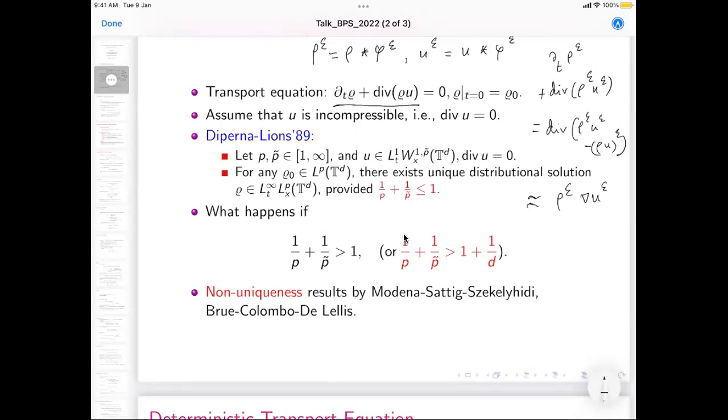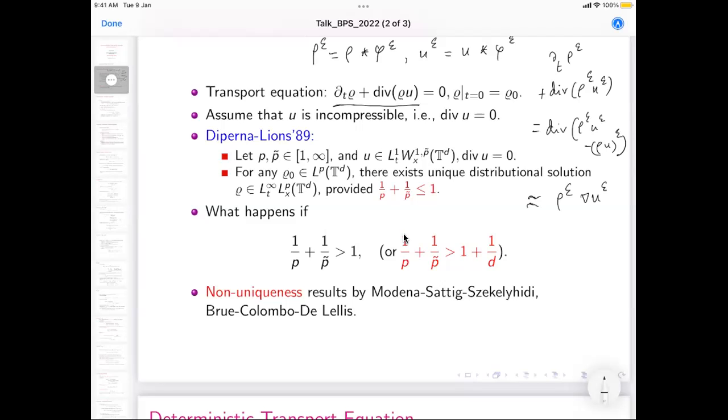But then I have to be careful when I'm defining which solution, because I have to make sense of this term. So you cannot just use rho to be in L^p and U to be in L^p, since rho U will not make sense. So additionally, I have to assume that U also is in L^p prime, so that this makes sense.